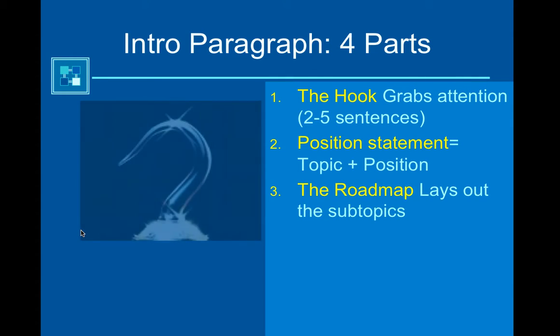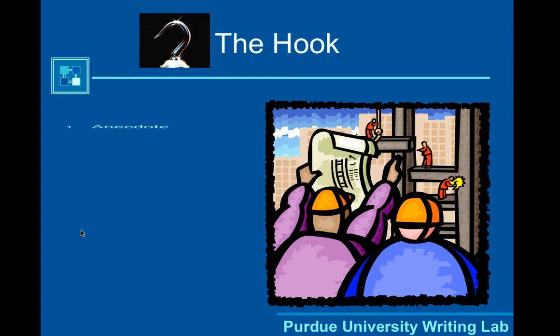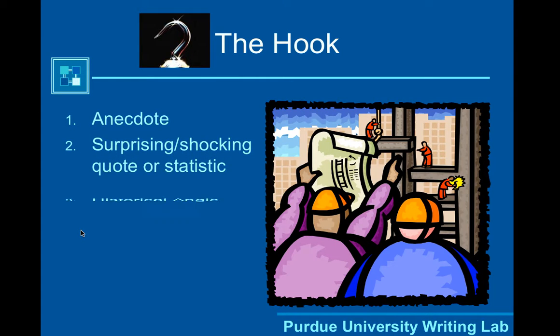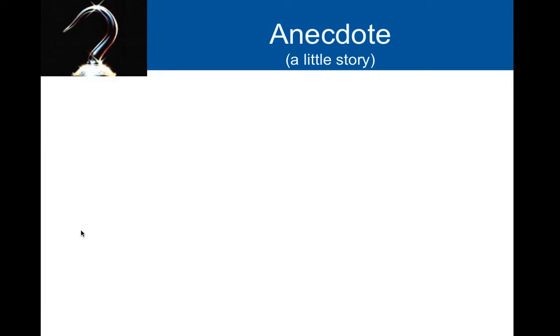And of course, it's going to be followed by a position statement, the roadmap, and then a transition that will take us to our first body paragraph. There are 5 different types of hook as listed on your handout. So we're going to go through each one of these and give you a little bit of information and look at some samples. So let's talk about the anecdote.